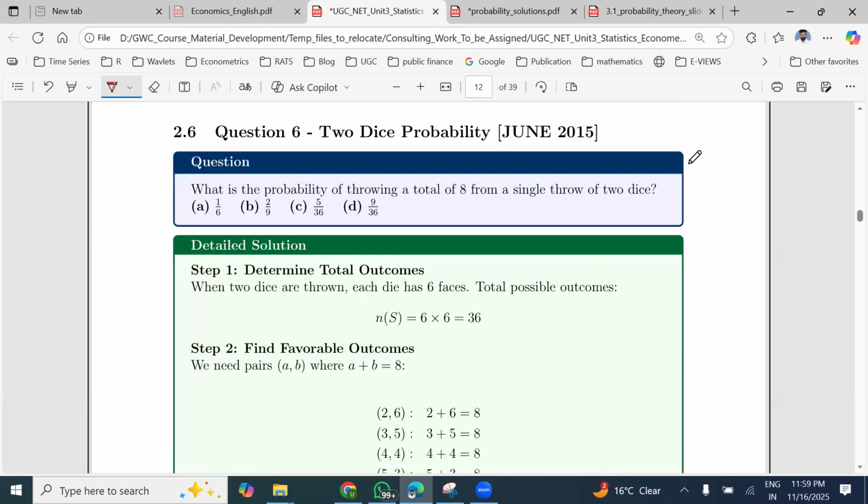2 dice probability, next question. This one we will discuss tomorrow, because our time is up for today. Okay. Thank you.